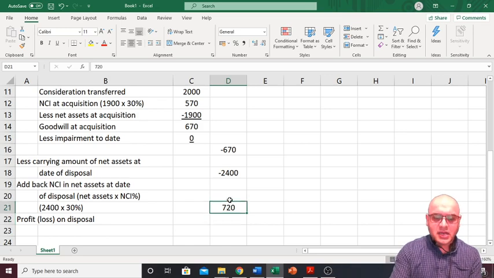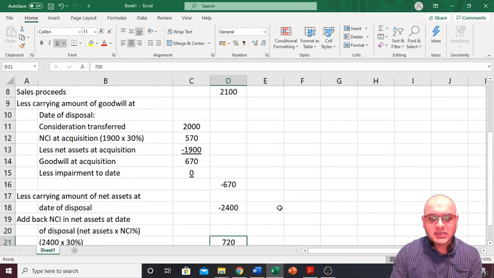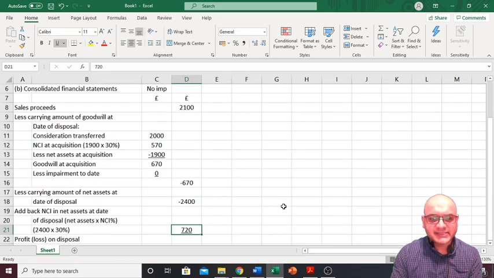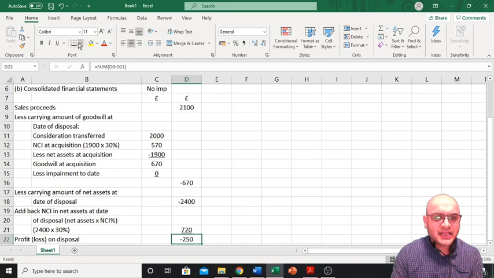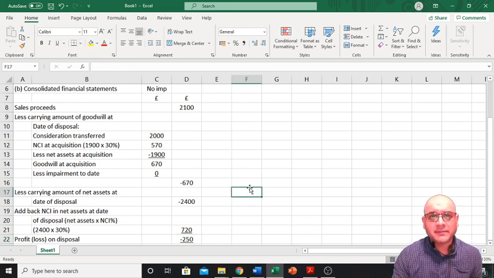There you go, underline here, and if I minimize it slightly, you can see what we are doing, and that should hopefully give us what we are looking for. In this case, it's a loss of 250, and if you remember the double entry, what we said was that if there is a loss, you debit the statement of profit or loss. Right, okay, so that was no impairment.